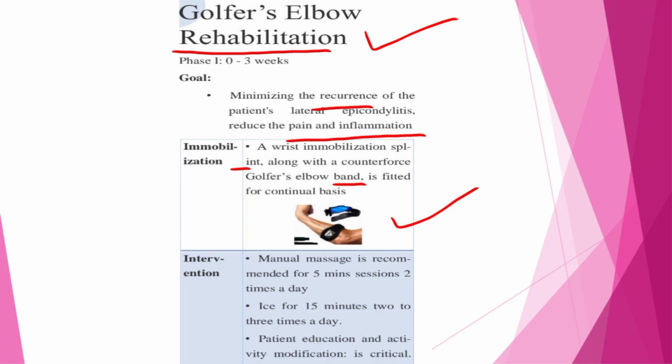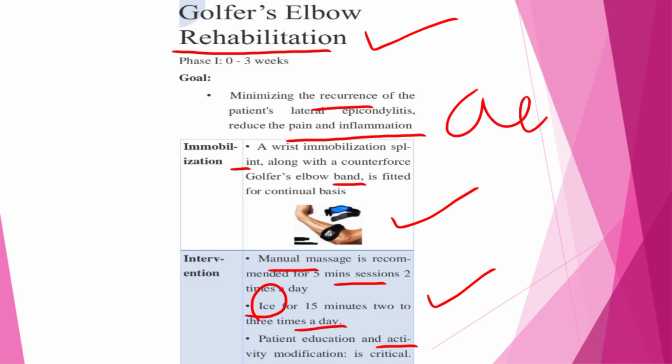Intervention, what we do: manual massage is recommended for 5 minutes, 2 sessions per day. We do icing for 15 minutes, 2 to 3 times a day, because we are in the acute phase. Patient education and activity modification are very important. Golfer elbow and tennis elbow are more present in athletes.